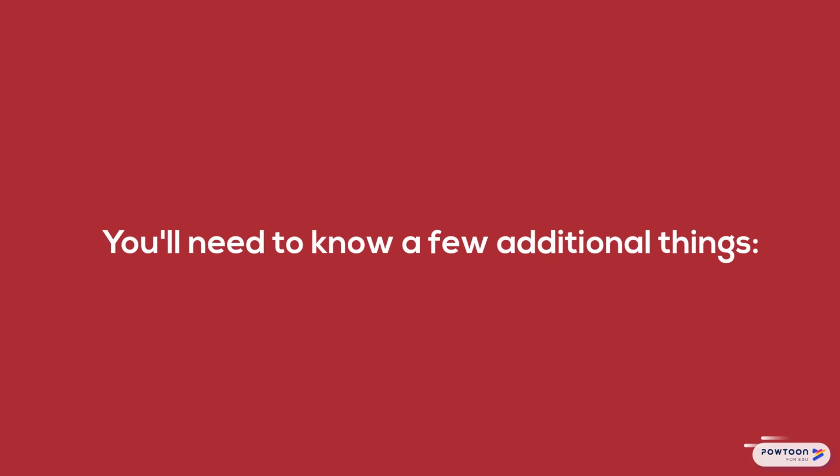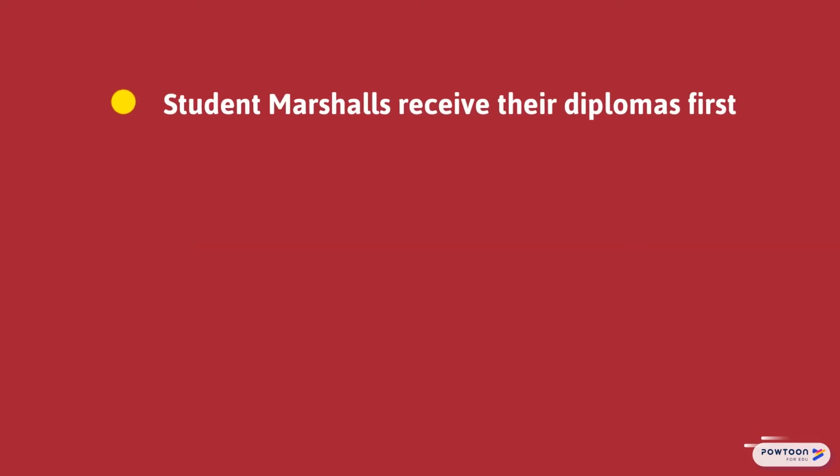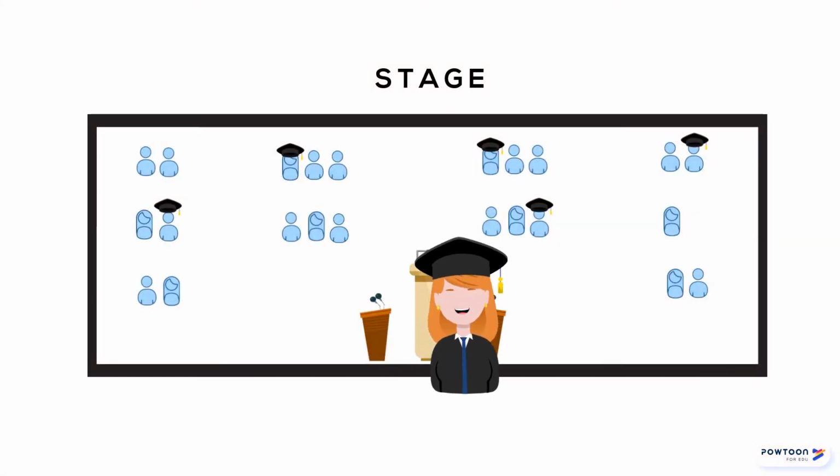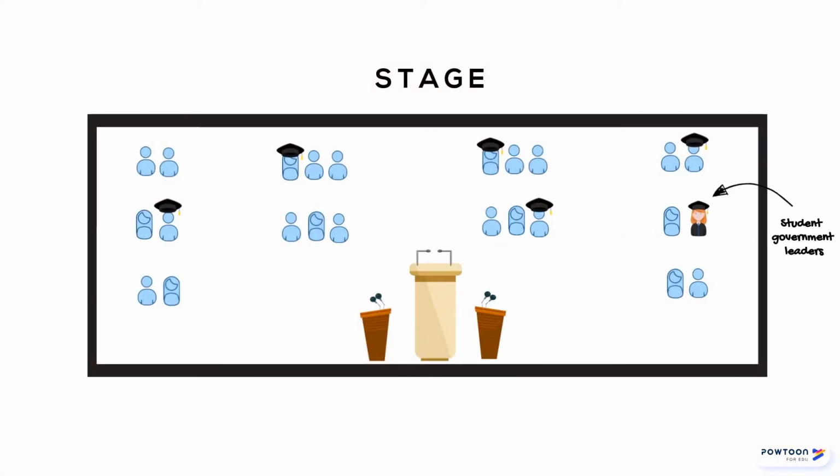You'll need to know a few additional things. The naming of degree recipients starts with the student marshals, for example, student government leaders seated on stage, even though you may notice they are not listed first in the program.